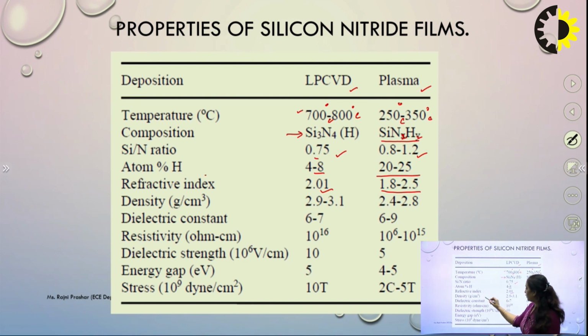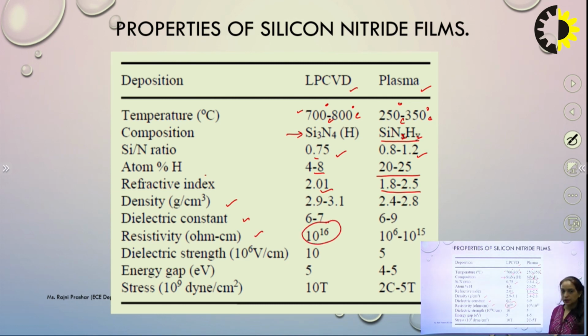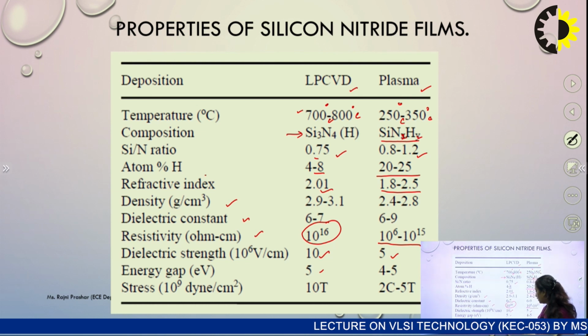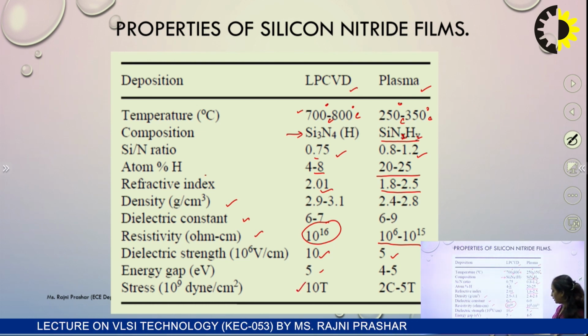And here we can also compare the density, dielectric constant, resistivity. We can see that with LPCVD we are going to have 10 raised to the power 16. Right, and with the plasma we are almost going to have the same resistivity. Dielectric strength, here we are going to have more dielectric strength as compared to the plasma assisted deposited materials. Energy gap is almost the same, the stress will be 10 T, or here we can have 2C to 5T.